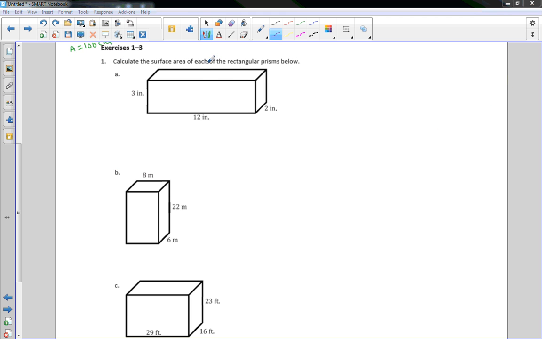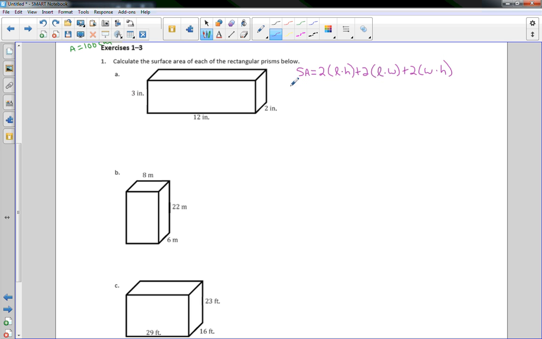Okay, so now it's exercises 1, 2, 3. We're going to do this a few more times. Calculate the surface area of each rectangular prism below. So I'm going to start with the formula. The surface area equals 2 times the length times the height. I'm doing the face first. Length times height plus 2 times, now if I do the top, it's length times width, plus 2 times the side, which is width times height.